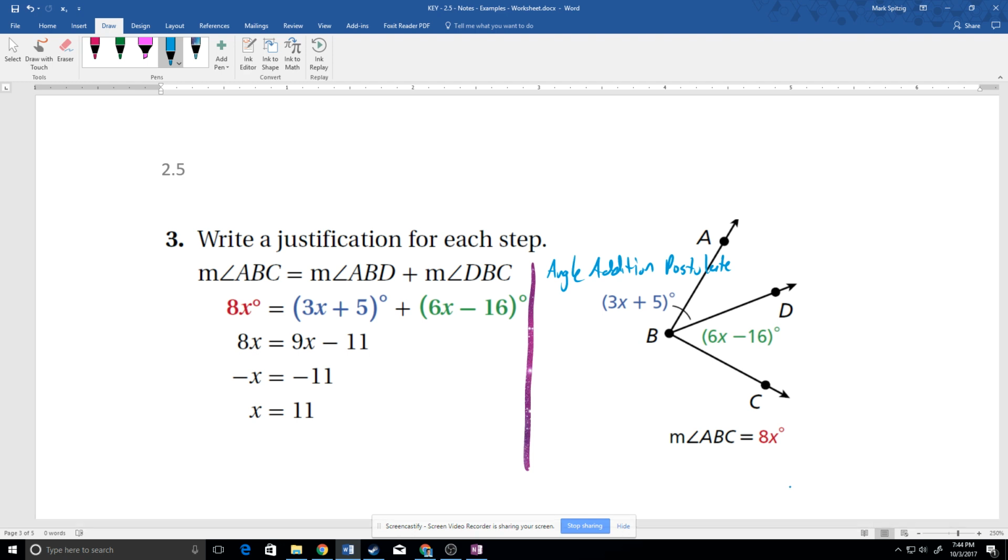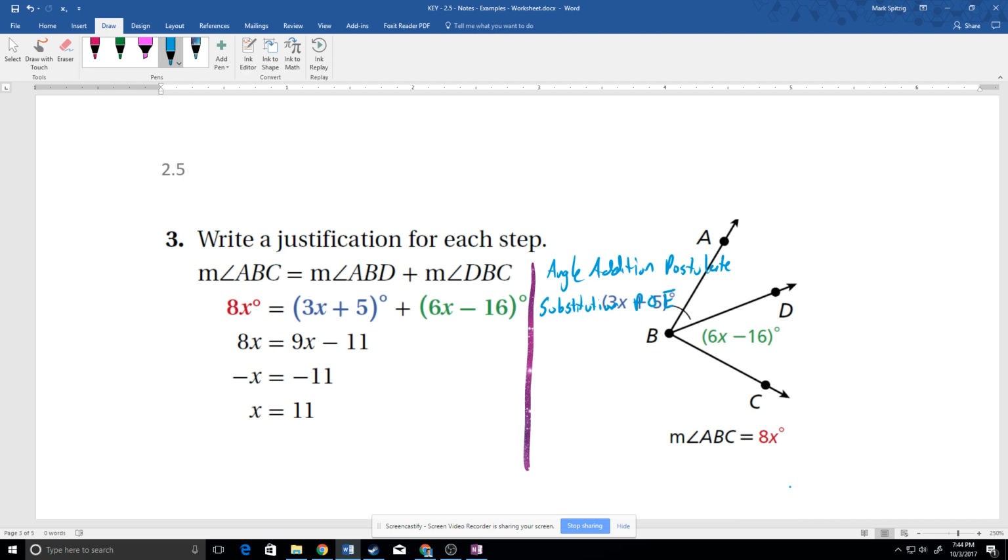Well, we're replacing ABC with 8x. We're replacing ABD with 3x plus 5. We're replacing DBC with 6x minus 16. So we're replacing them with their values from the diagram over here. So that's just substitution, and it's into an equation. And there's no actual substitution property of congruence, so we know it's going to be the substitution property of equality, POE.